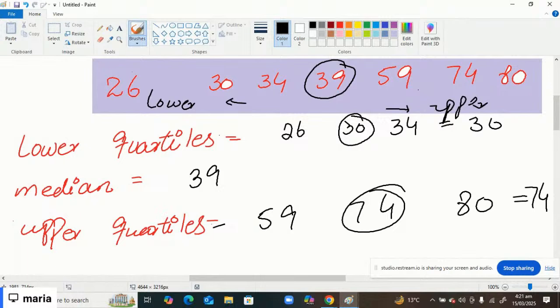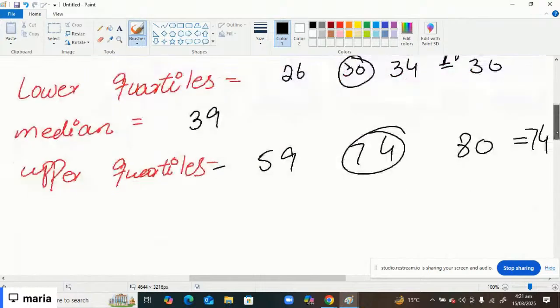For the upper quartile, because there are three digits here, we find the middle, which is 74. Now for the lower quartile, we again place the left side digits first: 26, 30, 34, and this is the middle of that data. This is basically the way we have done it.